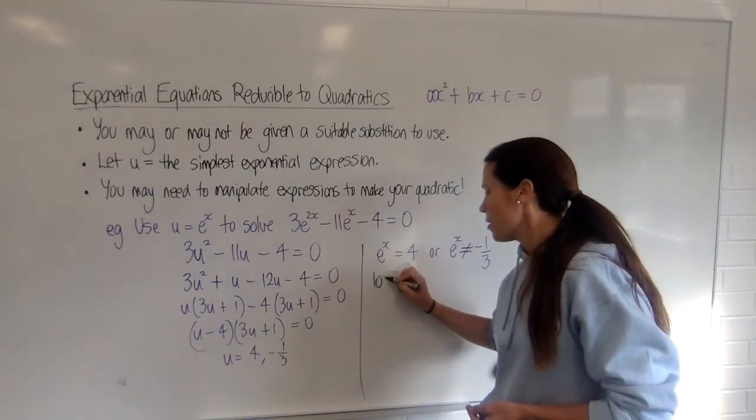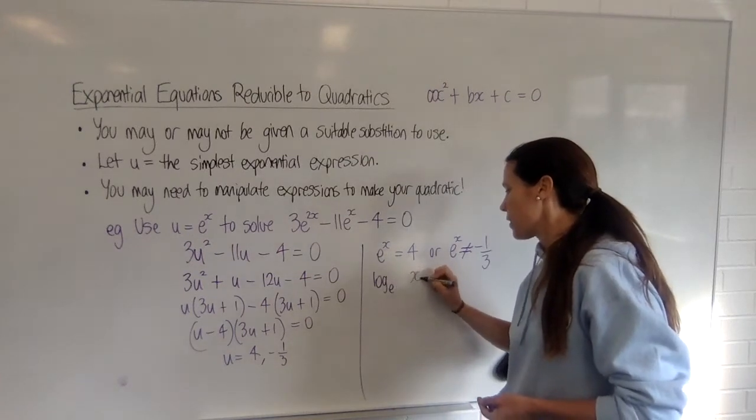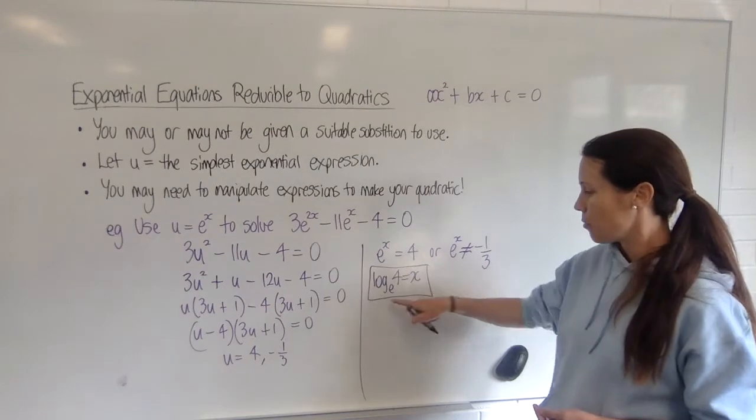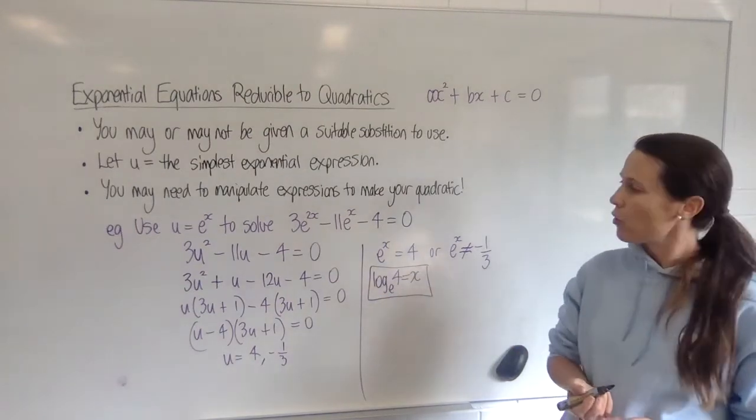Now I can focus on this one. I'll rewrite it as a log. E to the power of x equals 4, and that's my answer. X is equal to the natural log of 4.